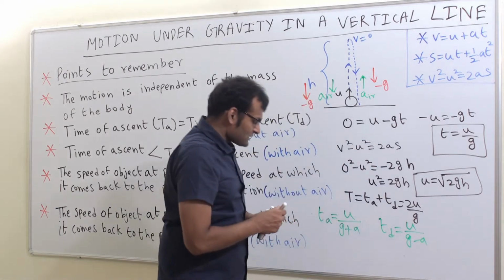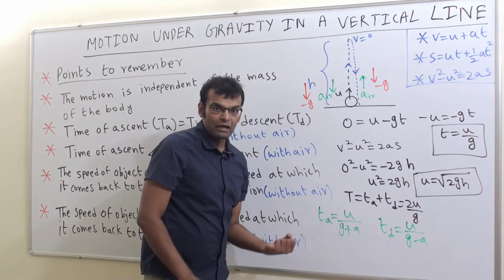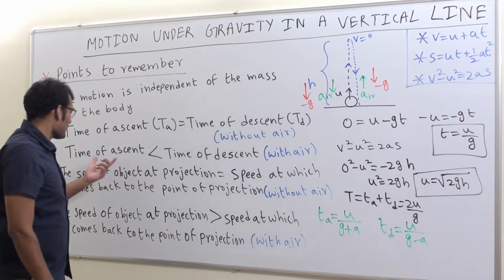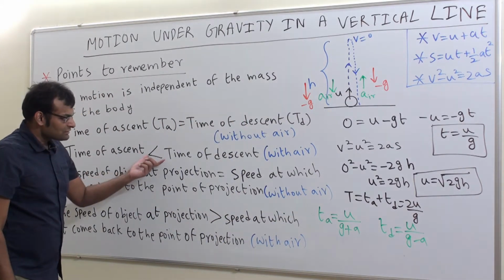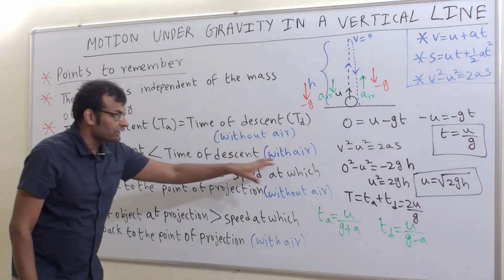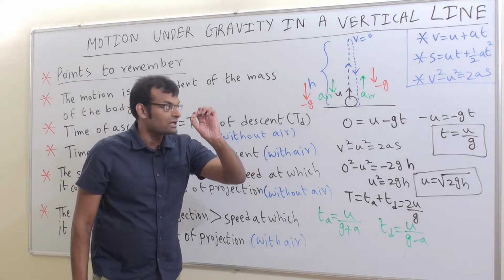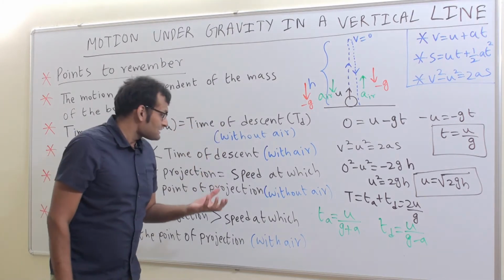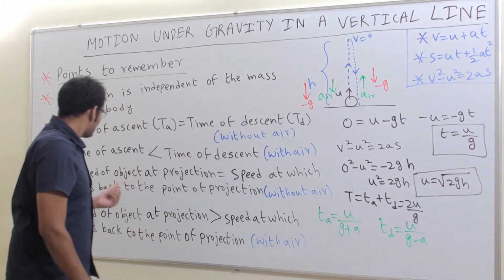Now you can clearly see when you have a higher value in the denominator, TA decreases. That is what is happening here. Time of ascent is less than time of descent with air. When we take air into consideration, time of ascent is less than time of descent. Now let's see the third point here.